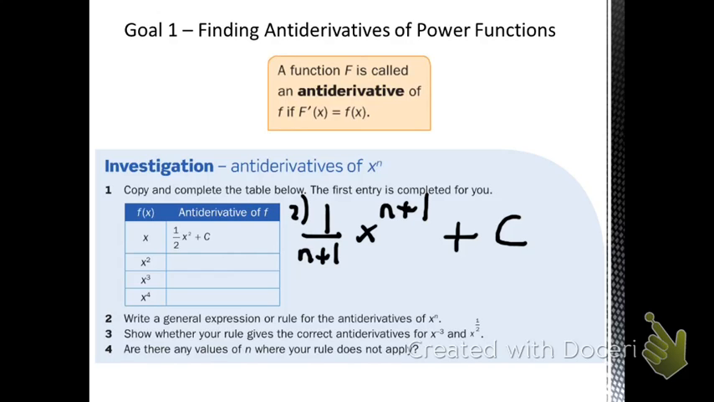But I would like you to think for a moment about number 4, where it's asking, are there any values of n where your rule does not apply? Is there any reason that we could have a value of n for which this rule would not work out? Think about it for a second.